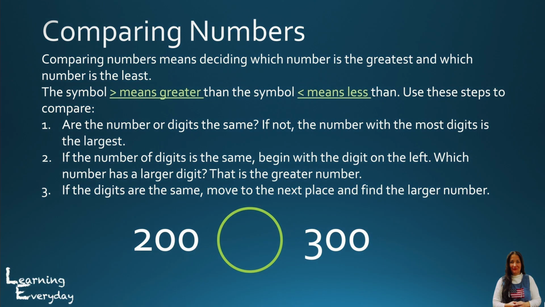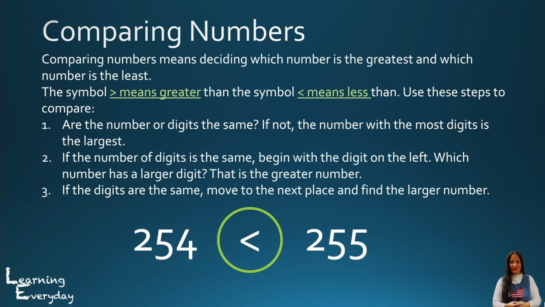Here we have a 2 on the left, 0, 0, which is 200, and on the right we have a 3, 0, 0, which is 300. We compare the furthest number from the left, starting from the left side, is 2. 2 is smaller than 3. We know that 200 is less than 300.